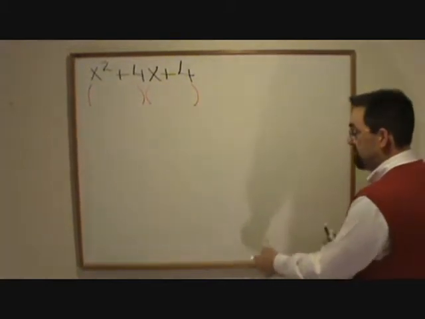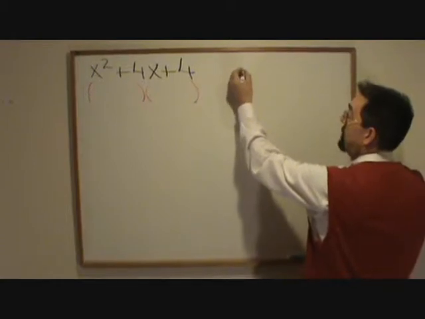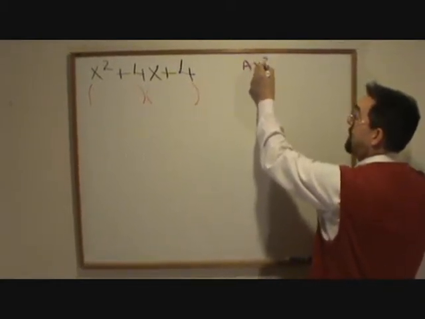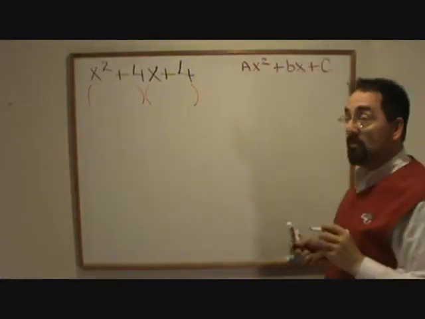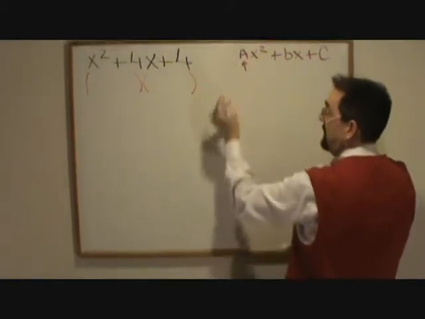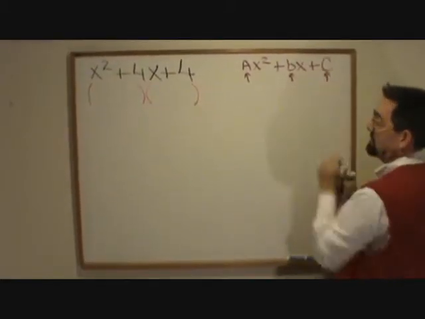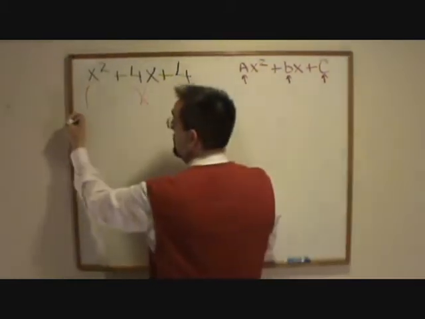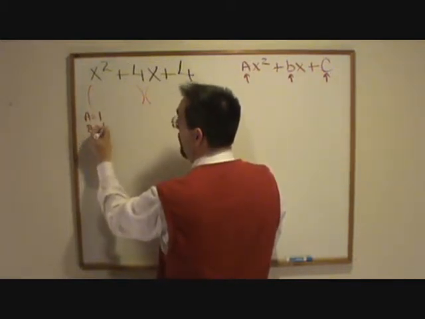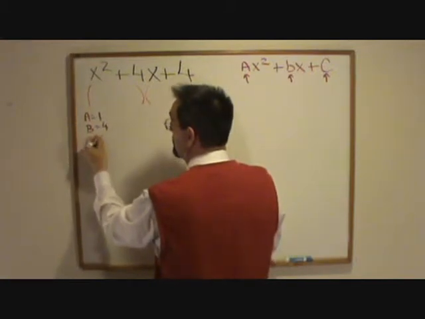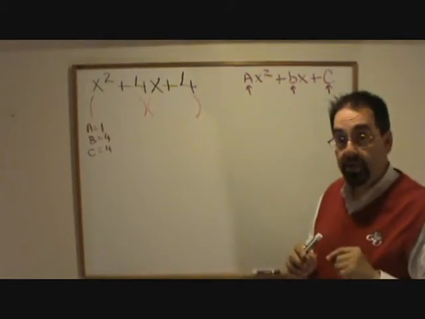First thing I'd like to do is remind ourselves, since we're talking about an x squared or a quadratic, the basic form of a quadratic is ax squared plus bx plus c. If we remember that, it'll help us in going through the different methods. We have our a value, our b value, and our c value. In this particular example, a is equal to 1, b is equal to 4, and c is equal to 4. Let's just remember those and see if we can factor this problem.